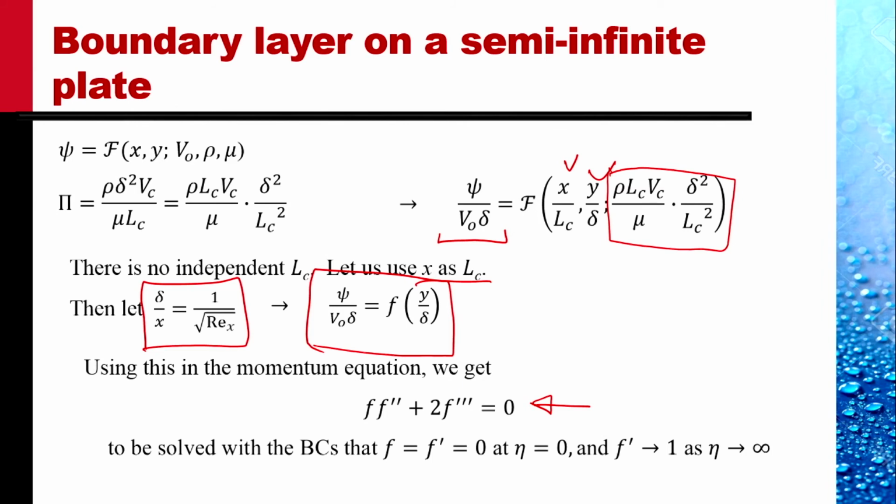f double prime is the second derivative of f with respect to eta, and f triple prime is the third derivative of f with respect to eta. And this is to be solved with the boundary condition that f and f prime are 0 at eta is equal to 0. The stream function as well as the velocity at the plate must be 0. And far away, the velocity must tend to V naught. So u by V naught, which is f prime, tends to 1 as eta tends to infinity.